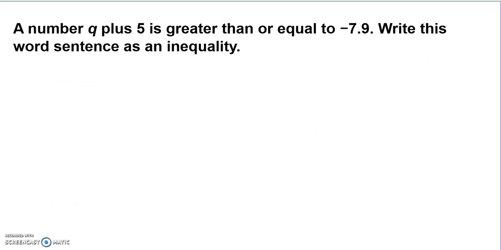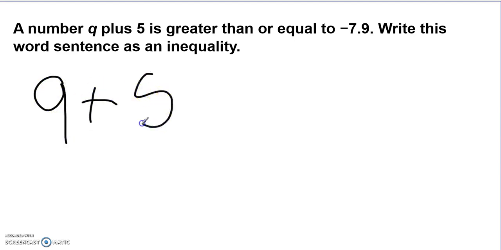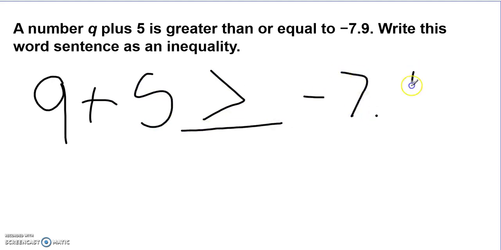Okay. The number q plus 5 is greater than or equal to -7.9. Oops, that 9 looks ridiculous. Okay, kind of just gonna leave it. So, write this word sentence as an inequality. Okay, just did that. So, moving on.